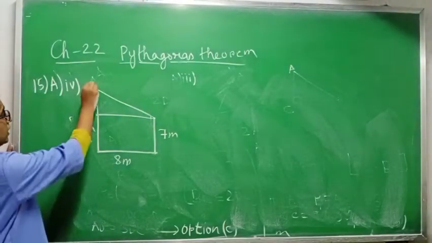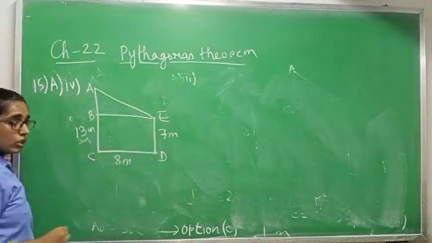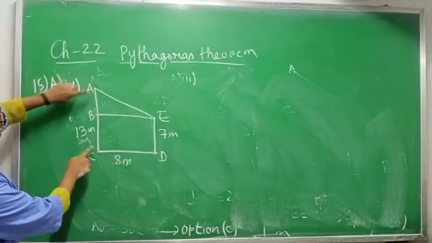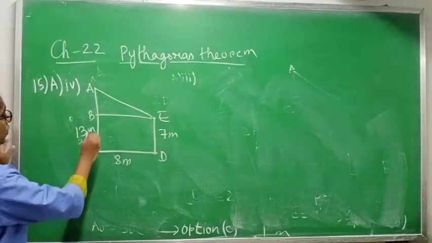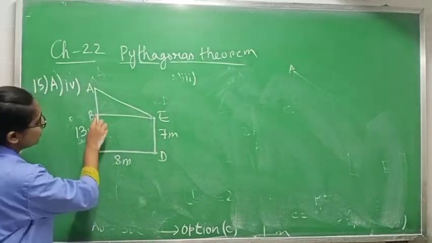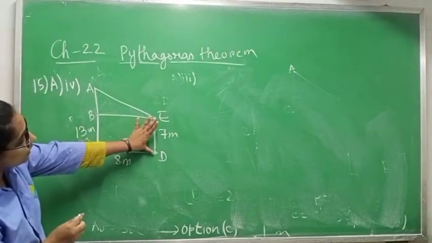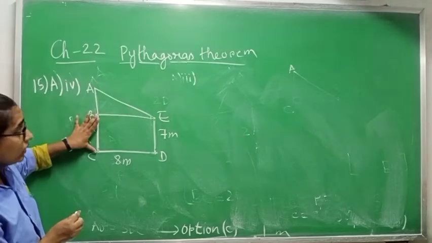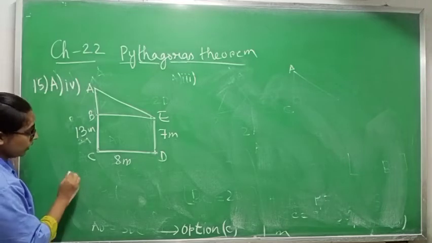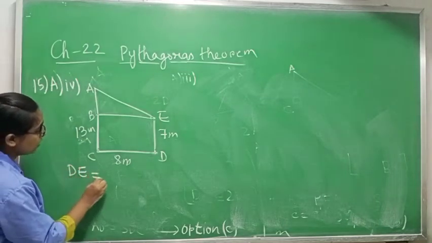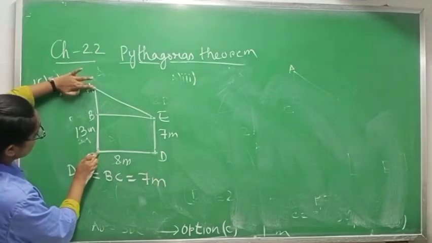Now see, I am giving names A, B, C, D, E. Now AC equals 13 meter and DE equals 7 meter. Now you can see that from here to here, BC and DE both are equal. If this is 7, this is 7, then this one is also 7. So what will this part be? DE equals BC equals 7 meter. This full AC is 13.